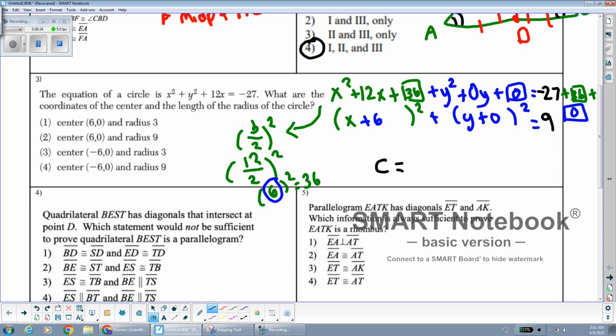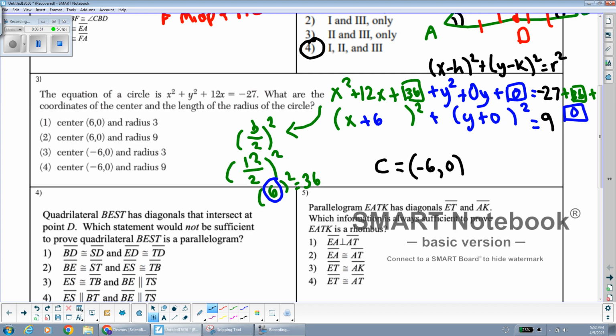Remember, when you're pulling out the center from the circle equation, it's opposite signs, because the circle equation has the built-in negatives. The circle equation is (x minus h) squared plus (y minus k) squared equals r squared. So it's got those built-in negatives, so pull out opposite signs. There is no negative 0, so I just pulled out 0.